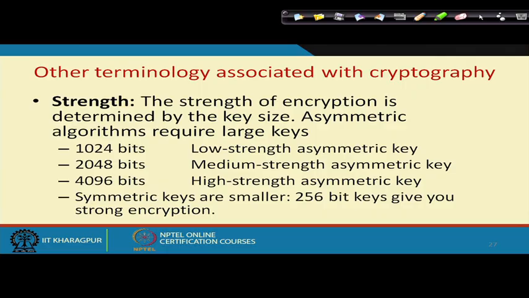And that is how, if you are sending a business document over the internet, it is secure, because the time to decrypt it will be so huge that by the time it is decrypted, let us say after 2 years, 3 years, 5 years, it is a useless piece of information. So, the size of the key is associated with the strength of the algorithm. The strength of encryption is determined by the key size. Asymmetric algorithms require large keys, and symmetric key algorithms usually require smaller key sizes to give you strong encryption.